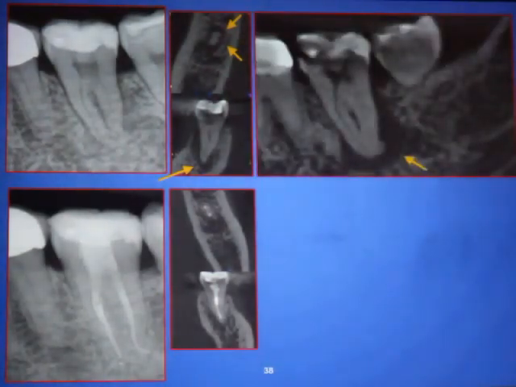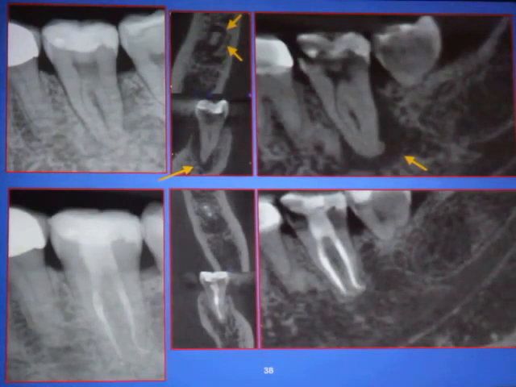You can see the area pre-treatment and post-treatment, and it is a significant improvement in the healing here.